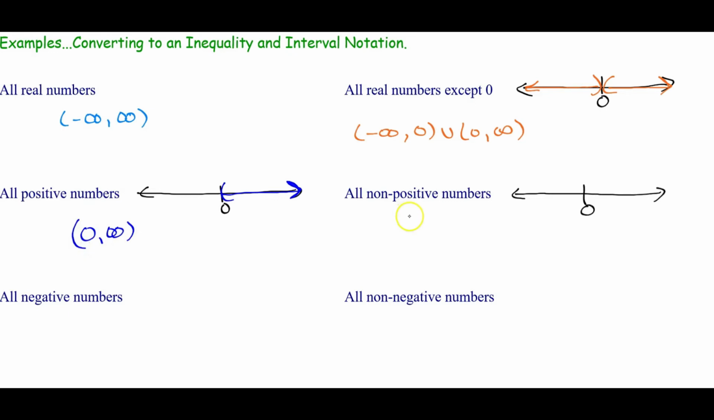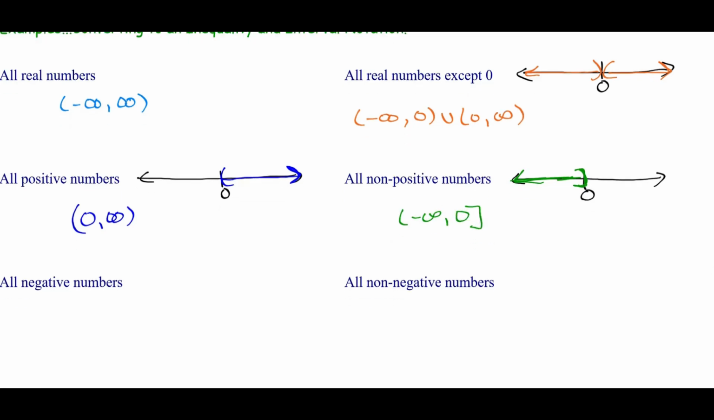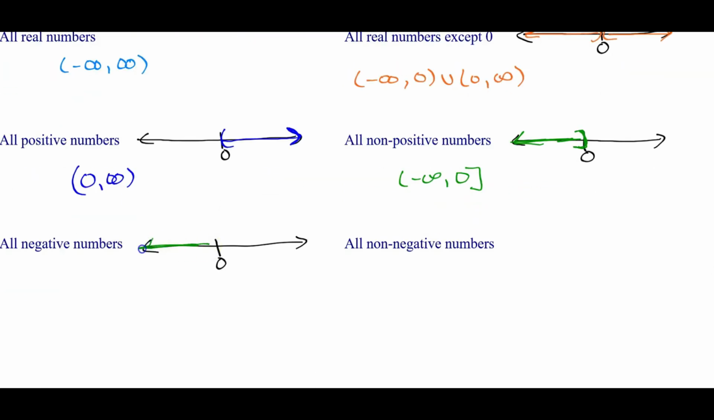All non-positive numbers would be all of the negative numbers and 0. So we're going to include the 0. So this is negative infinity to 0 with the square bracket on the 0. All negative numbers are going to include everything here to the left, and then remember not including 0 because 0 is neither positive nor negative. So negative infinity to 0. And then all non-negative numbers would be all the positive numbers and also including 0. So here we would do 0 to infinity, include the 0.